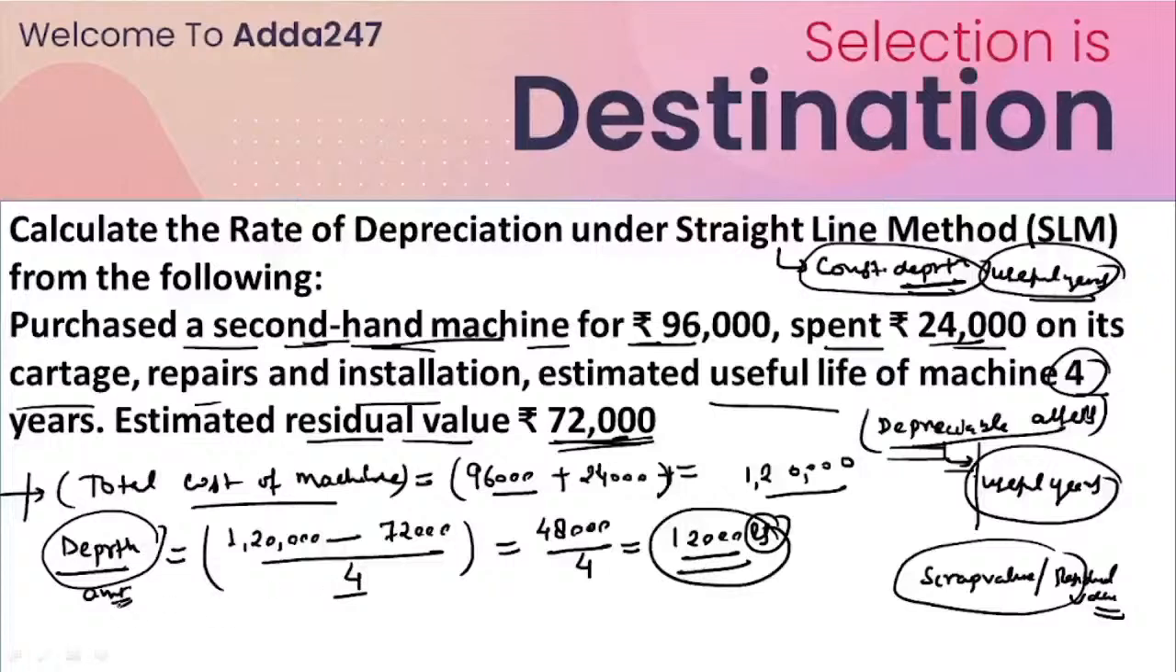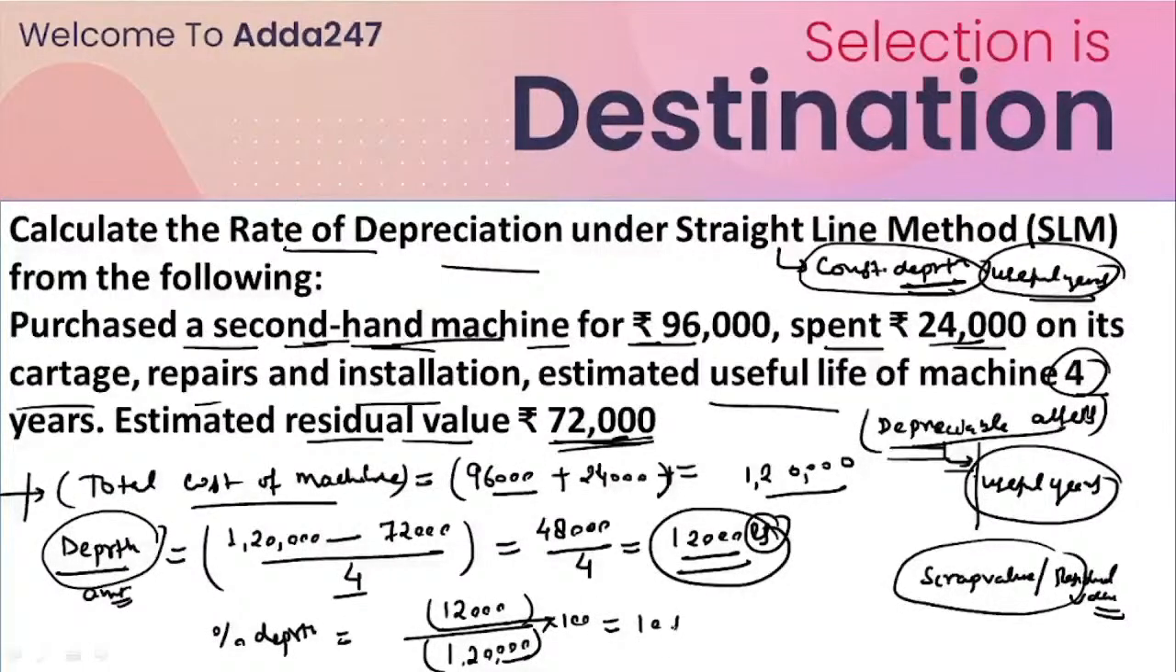After that, you actually have to calculate the rate of depreciation. So how can you calculate it? Whenever you have to calculate the rate of depreciation, look, 12,000 is the depreciation amount, and it is applied on the total cost of the machine. The total cost of the machine is 1,20,000 rupees. So the rate of depreciation would be equal to 10%. That will be your answer. I hope it is clear for everyone.